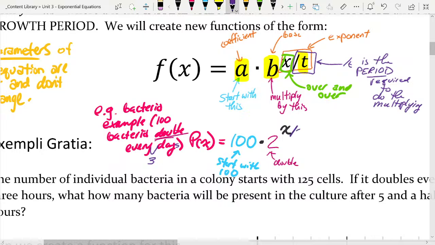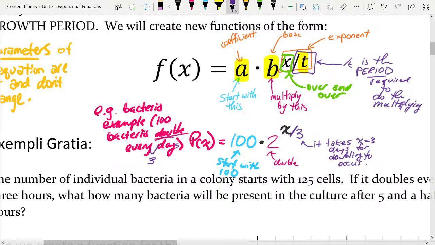By dividing it by 3, what I'm saying is, start with 100 bacteria, double, and then this says it takes 3 days for doubling to occur. If I wanted to make it so that it took 11 days, I'd do 2 to the exponent x over 11. Does that make sense? We can just shape this formula to do what we want it to do.